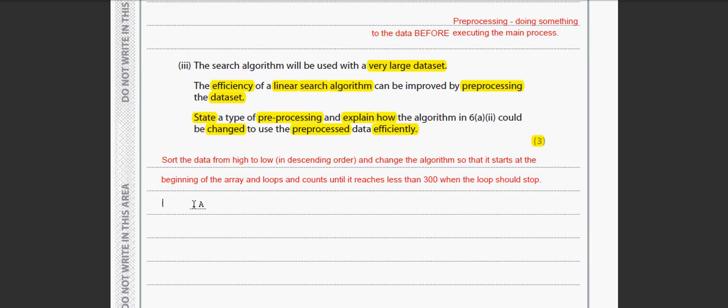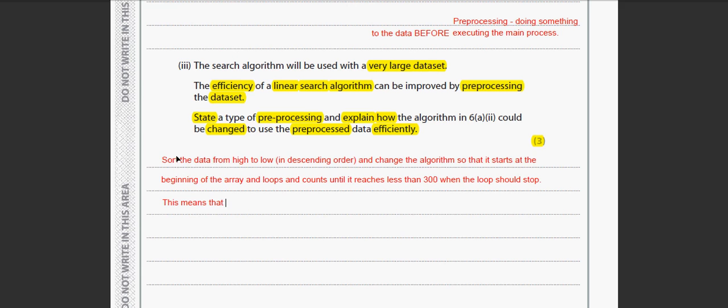Okay, now I've got 3 marks. I'm going to try and put a bit more explanation in. This means that, which is always a good starting point if you've got something. Well, let's read our question again. The efficiency of a linear search algorithm can be improved by pre-processing the dataset. State a type of pre-processing and explain how. Sorting the dataset from high to low.